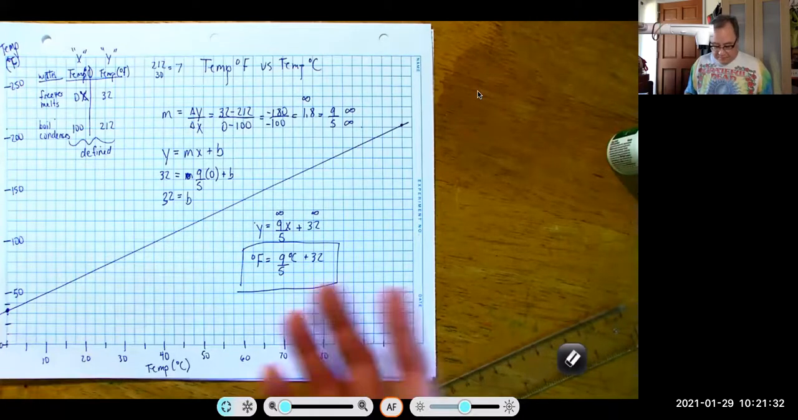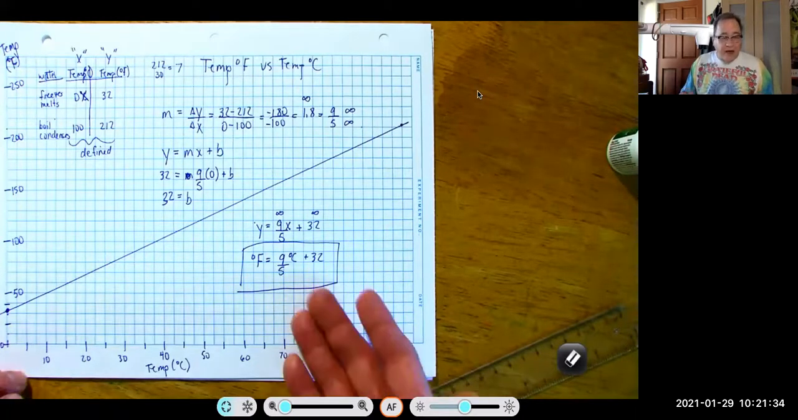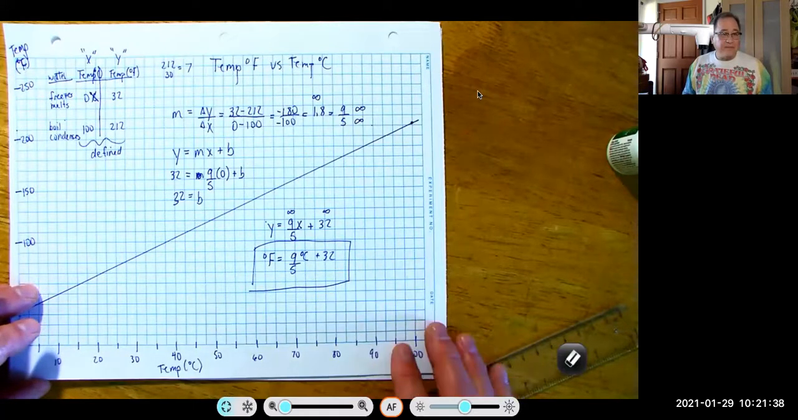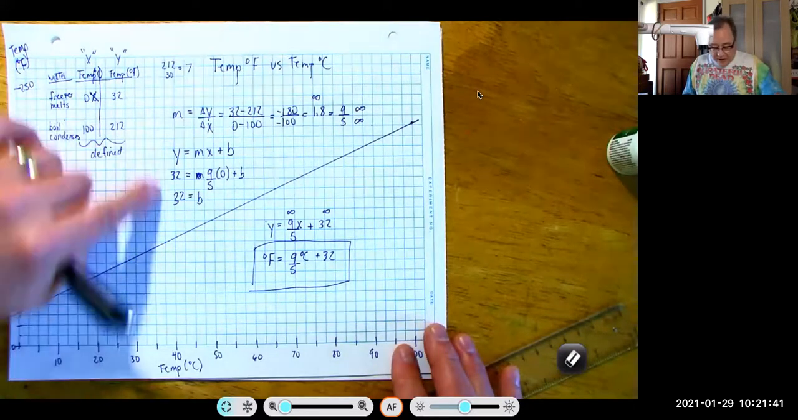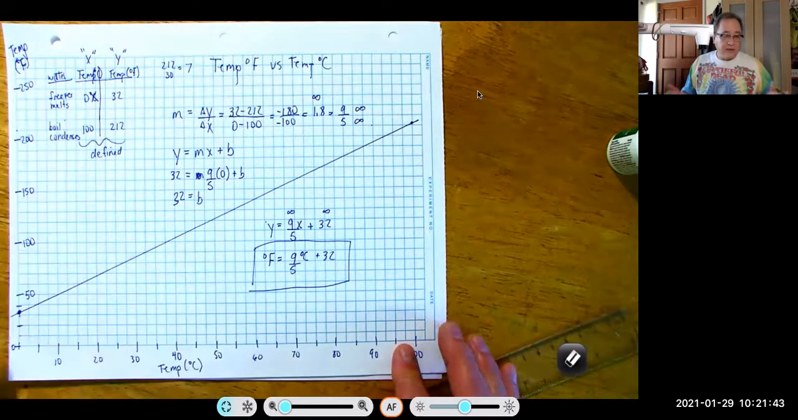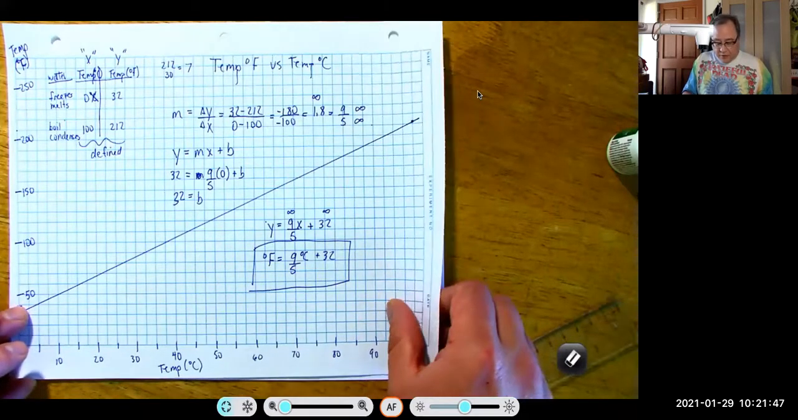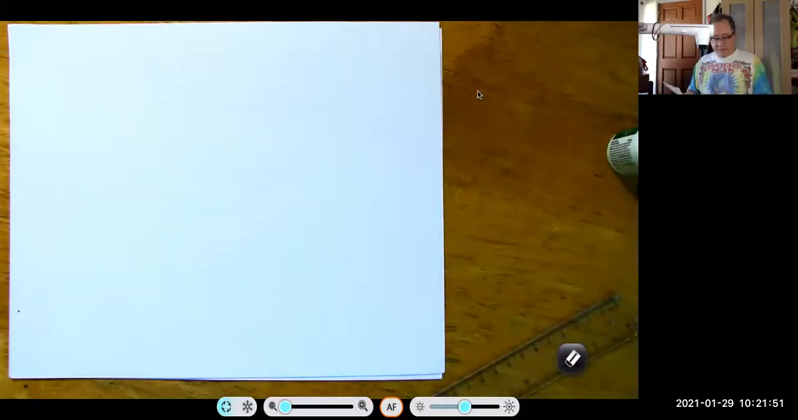So there's how you graph. That's how you get the equation of the line. This would be how you show your work if I asked you to show me your work. And that's all there is to it. Now, I'm going to flip this over. Actually, I'm not going to flip it over.